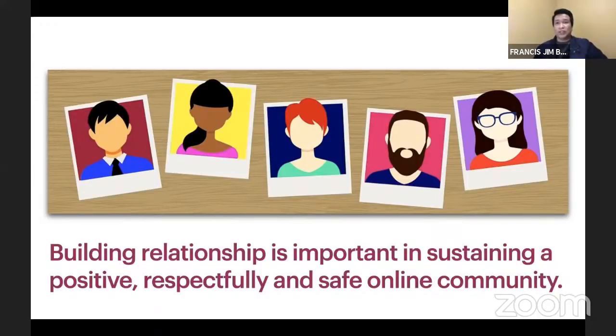You know that the online world, the internet, could be very, very scary. We know that there are a lot of negative things out there, and yet we're using the internet as a tool for learning. So we have an online community. As educators, one thing that you need to do is to make sure that there is a very positive, respectful online community. How do you do that?